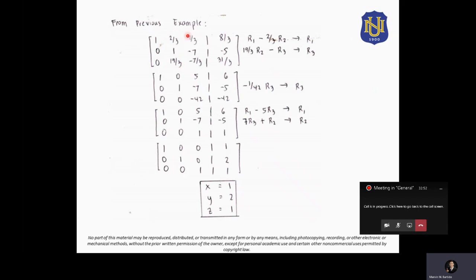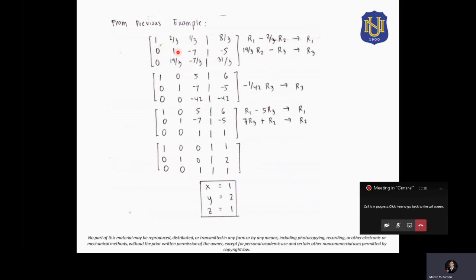Yung 2/3, kailangan pa natin mapag-0. At yung 1/3, kailangan natin mapag-0. Now, para mapag-0 natin itong 19/3 at saka 2/3, gagamitin natin itong second row, no? So since 1 yung element dito sa may katapat ng 2/3 at 19/3, we're going to multiply yung second row natin by 2/3 at saka 19/3. So that will be the new first row at saka third row.